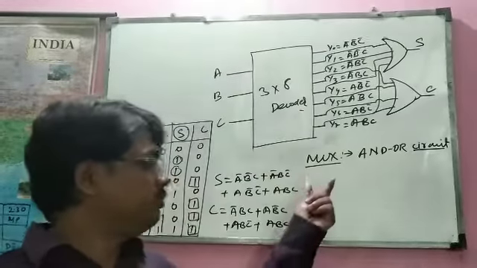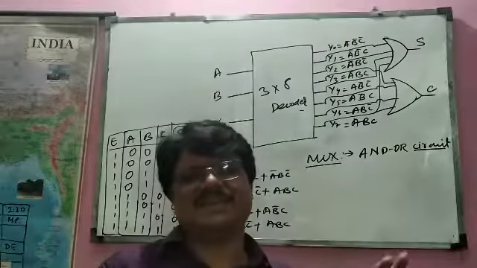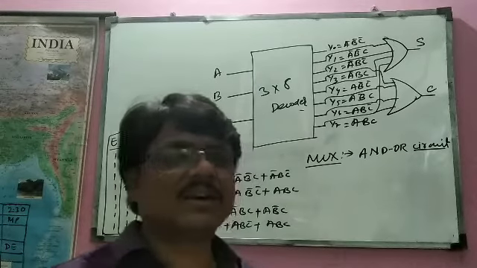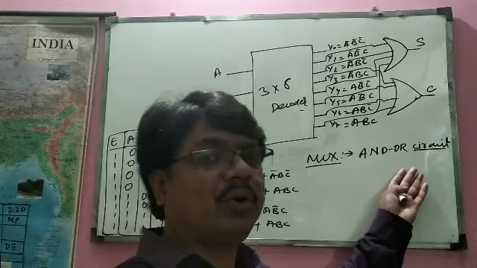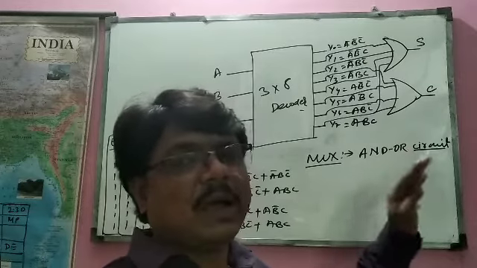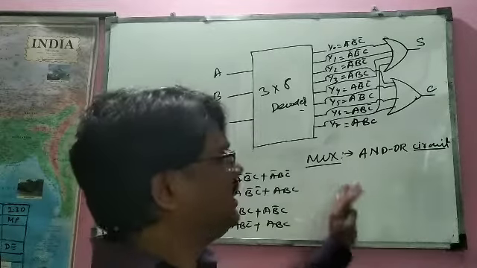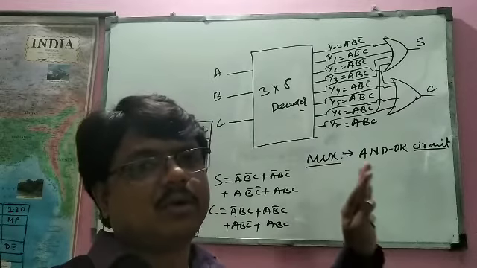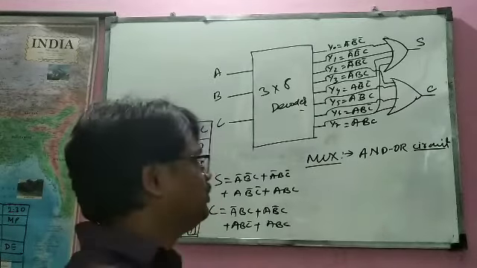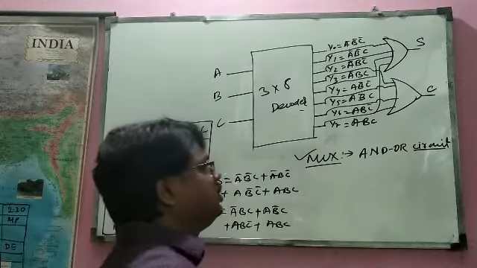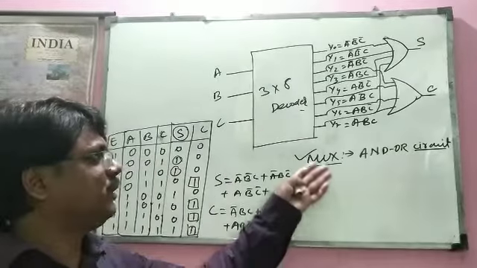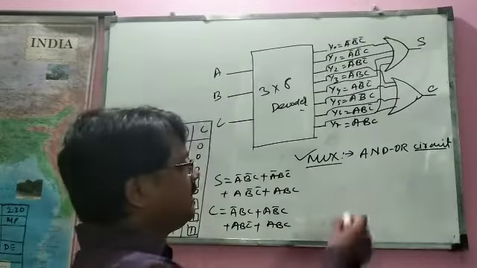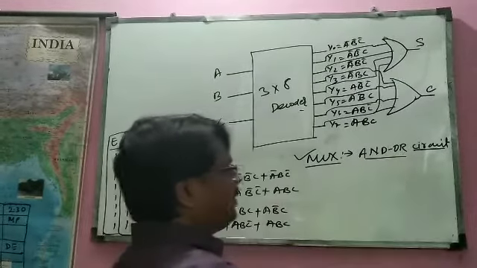So by using mux we can design any circuit. Mux is a universal circuit because it contains AND OR circuit. So AND, OR, NOT, all the basic gates are inside this mux, and we can design whatever we want. So this mux is known as universal circuit. Using mux we can design encoder, decoder also. This is very, very important.